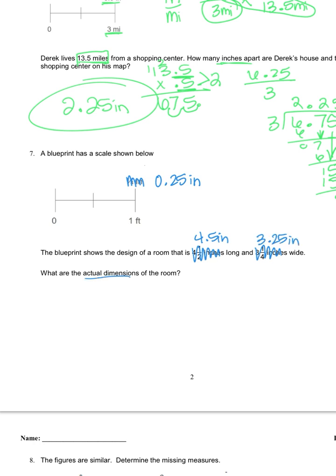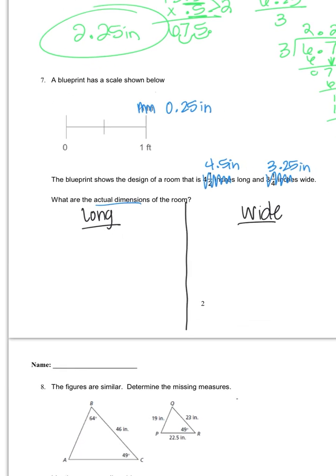I want to know what the actual dimensions of my room are. So I'm going to take my paper and split it in half, and I'm going to say long ways here, and width wise here, or wide, because I want to figure out the dimensions of my new room. Just like I did above, I'm going to create my proportion, and I'm going to have 0.25 inches over 1 foot for both of them, and use that to set up the rest of my proportion. The length of my room is 4.5 inches, and I need to find the feet.